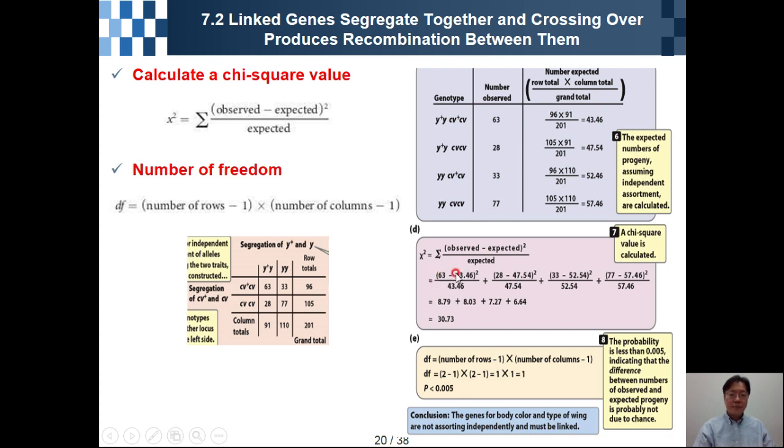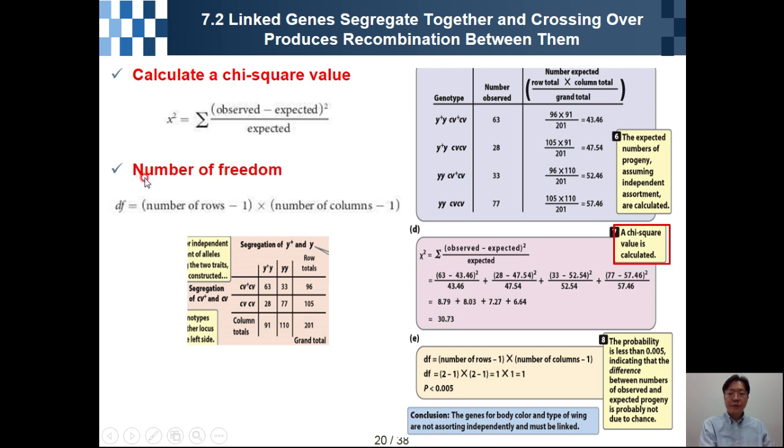63 minus 43.46. After that, we square it and divide by the expected number, 43.46, like this. So we have to calculate the chi-square value. So the chi-square value is 30.73, like this. Okay.